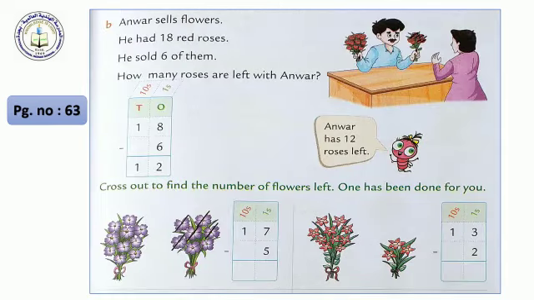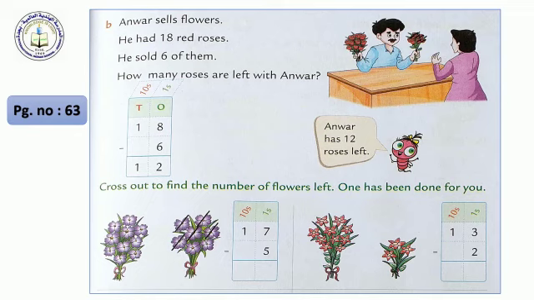Page number 63, Anwar sells flowers. Anwar had 18 red roses and he sold 6 of them. So how many are left with him children? Now here in the picture you can see Anwar is holding one bunch of 10 flowers and another bunch of 8 flowers. That is 1 ten and 8 ones is equal to 18. Now if he sold 6 of them, so how many are left with him?